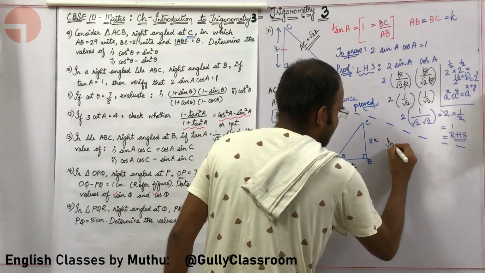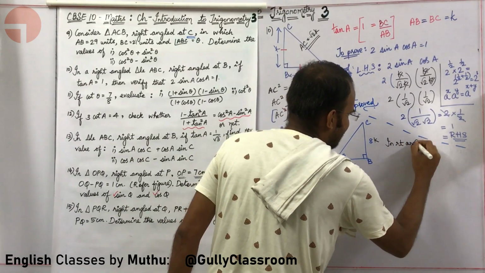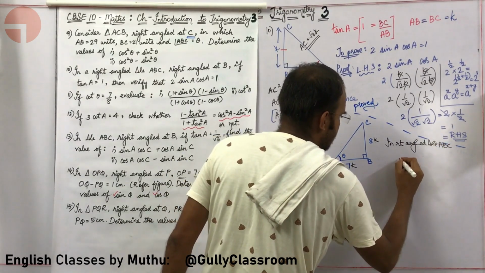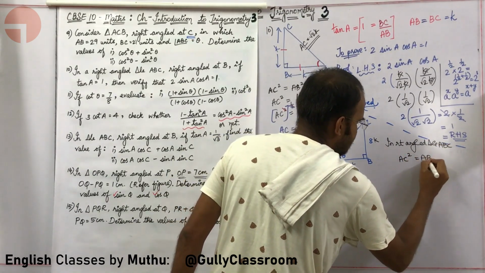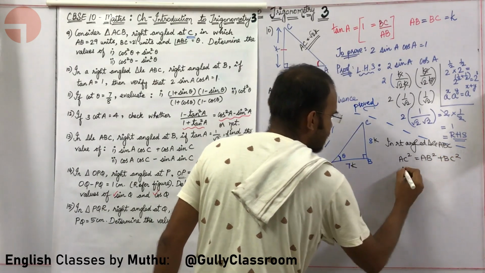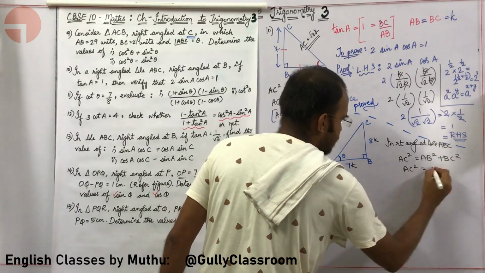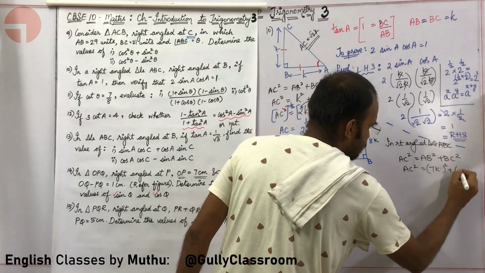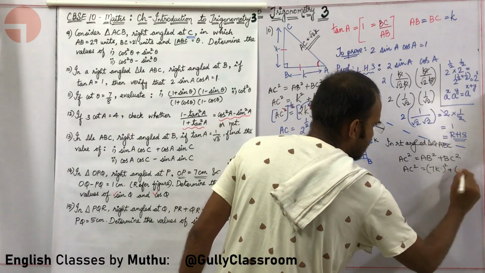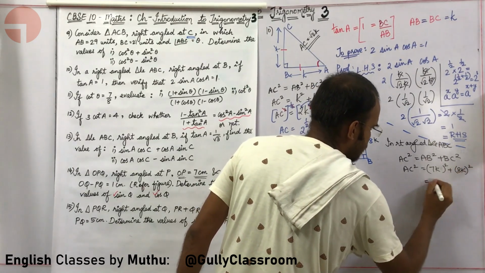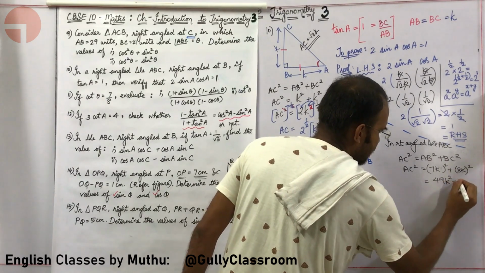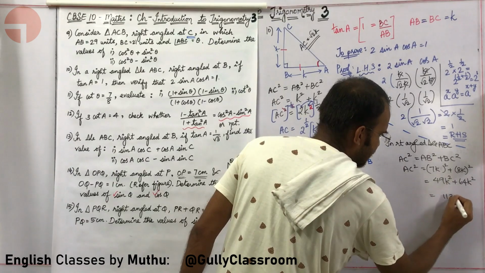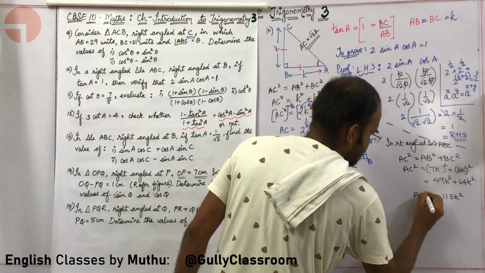Now in right angled triangle ABC, what is happening? Let us take the hypotenuse square. AC square is nothing but AB square plus BC square. I want to find AC square. AB square is 7k whole square, plus BC is 8k whole square. I will get 49k square plus 64k square. What will I get? I will get 113k square, which is AC square.